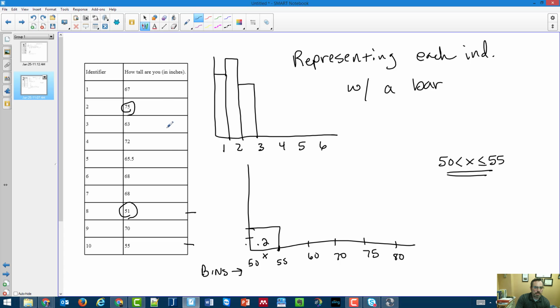So now I'm looking at this and saying, okay, between 55 and 60, I've already got that one done. I don't have any between 55 and 60. I still have to have that bin in my histogram. Next is between 60 and 65. Between 60 and 65, I've got 1. Between 65 and 70, 1, 2, 3, 4.